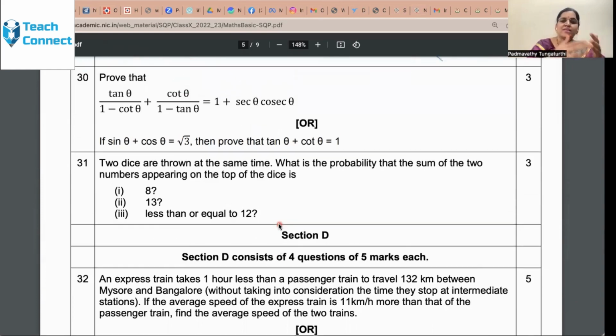Then, if sine square theta plus cos square theta is equal to 1, then what will be the value of sine theta minus cos theta? That way also it can be done.